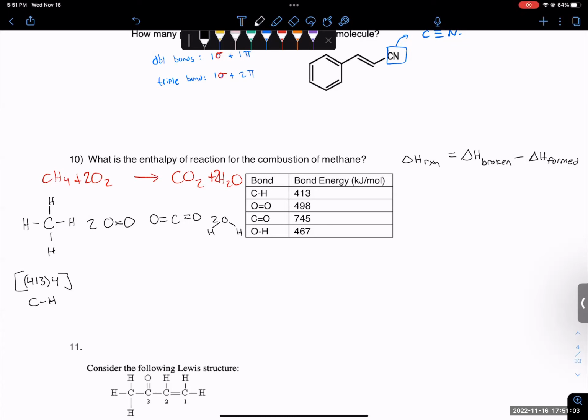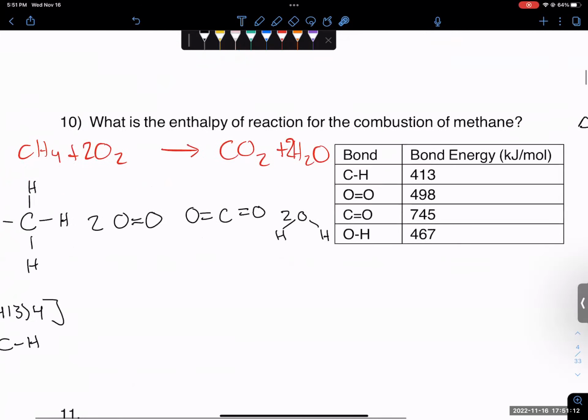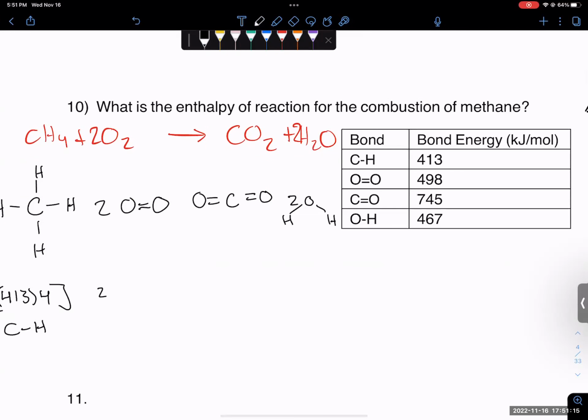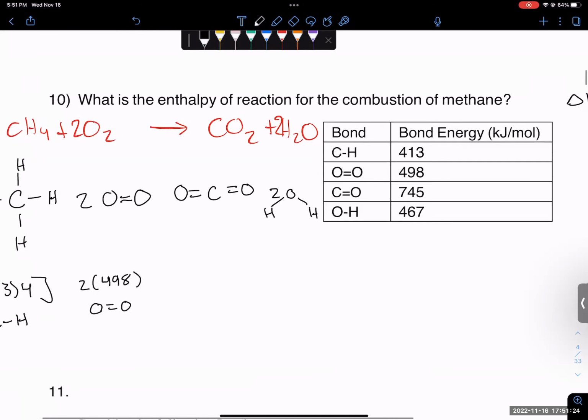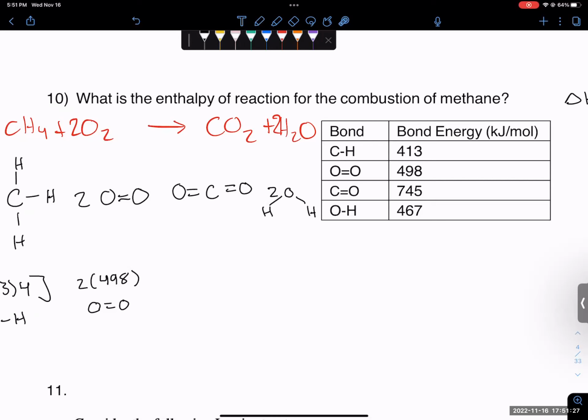Okay. So we're breaking 2 oxygen double bonds, right? We look at the table, each of those has a bond enthalpy of 498. So we're going to do 2 times 498, and this is our oxygen bonds. Were there any oxygen double bonds formed on the product side? There's no oxygen double bonds, right? So we can continue forward.